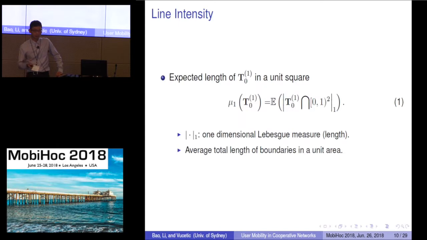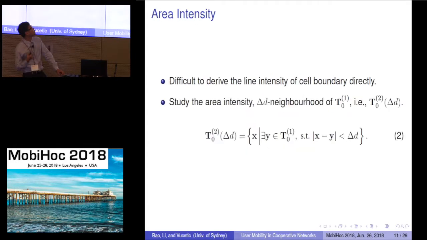In order to do so, the first step is we need to characterize the line intensity of T01, the line intensity of the blue lines. So what is this line intensity? It is defined as the expected length of T01 in this unit square. It is formally defined here, where this term means the one-dimensional Hausdorff measure. It's just a measure of length. So mu1 of T01 means the average total length of these boundaries in this unit square.